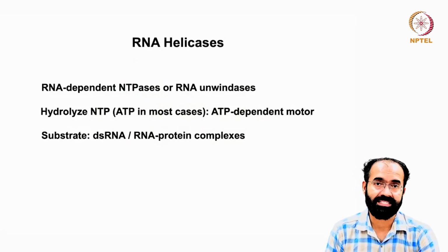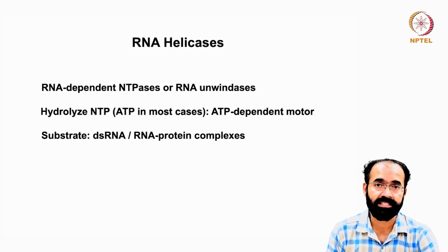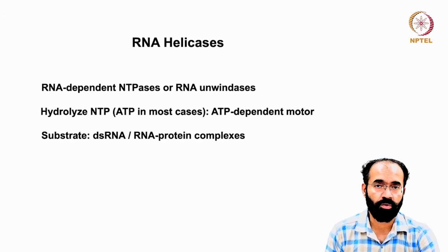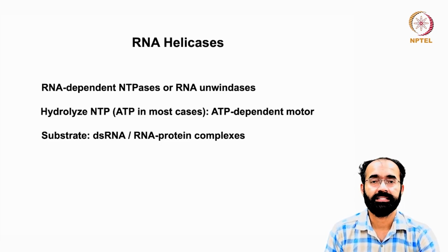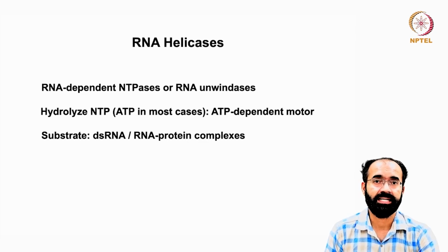Now let us see some examples. RNA dependent NTPases or RNA unwindases. From the word unwinding itself, you get an idea that the RNA needs to have a change in its secondary structure. Sometimes this change is important for it to get another secondary structure or to interact with another RNA. For many things, certain sequences in the RNA which are buried inside the secondary structure need to be exposed. That function is done by the helicases.